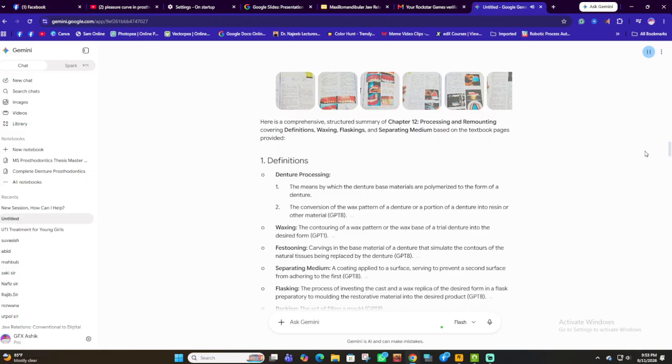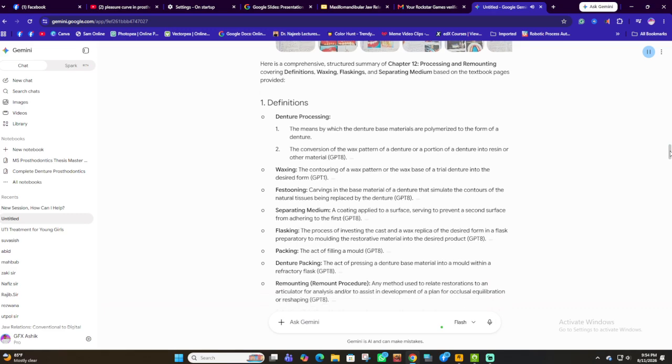GPT-1. Festooning: carvings in the base material of a denture that simulate the contours of the natural tissues being replaced by the denture, GPT-8. Separating medium: a coating applied to a surface, serving to prevent a second surface from adhering to the first, GPT-8. Flasking: the process of investing the cast and a wax replica of the desired form in a flask preparatory to molding the restorative material into the desired product, GPT-8. Packing: the act of filling a mold, GPT-8.